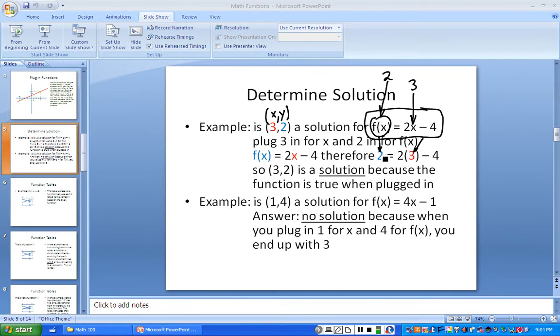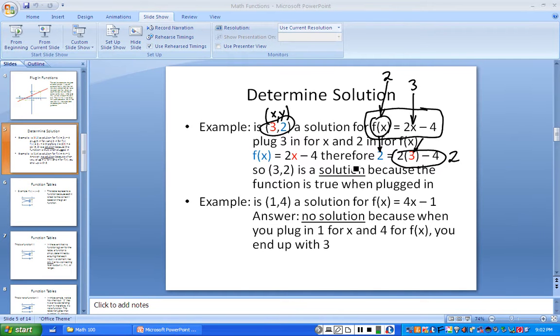So now what we're saying is, if I plug in a 3 for x and a 2 for y, or f of x, because y is the same as f of x, then 2 should equal what I get on this right hand side of the equation. 2 times 3 is 6. 6 minus 4 is 2. So 2 equals 2. This gives me 2 over here. So that means 3, 2 is a solution.